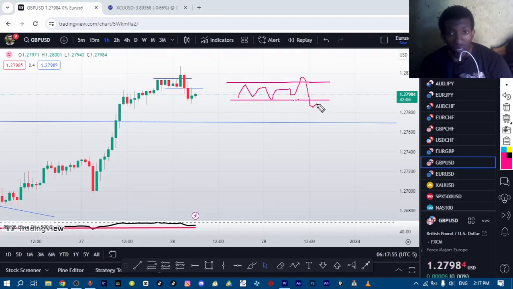Boom. Then we have the retest, the second model. Then boom, we are finding a retest right here. There is a retest, and we will be falling down. We will be falling down, and this is amazing. I'm not telling you to trade the retest.